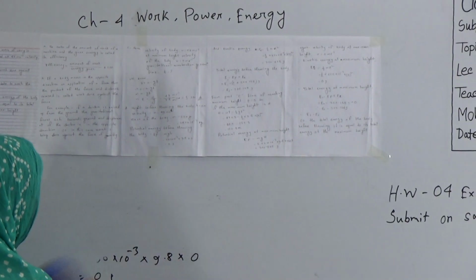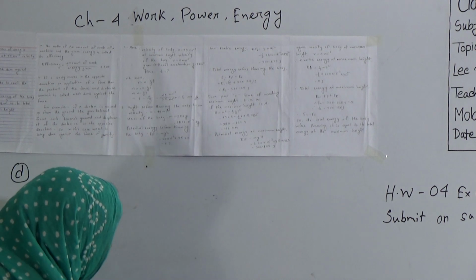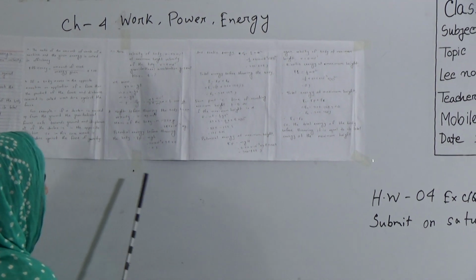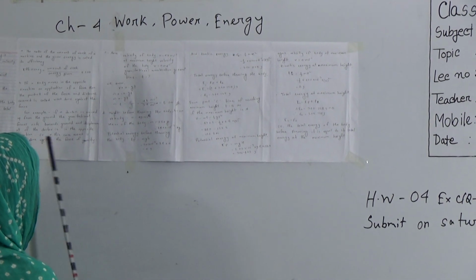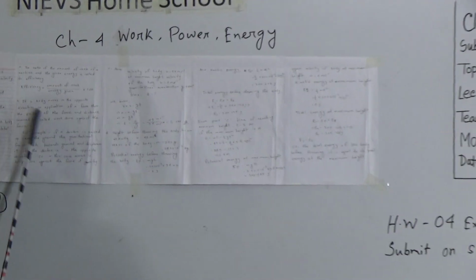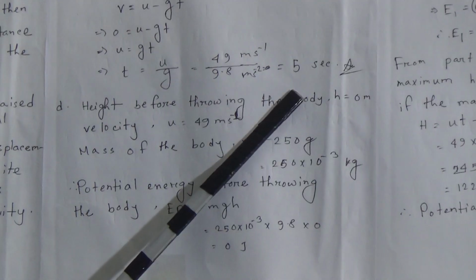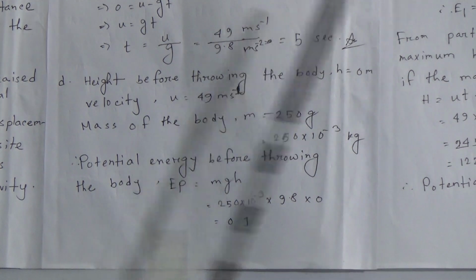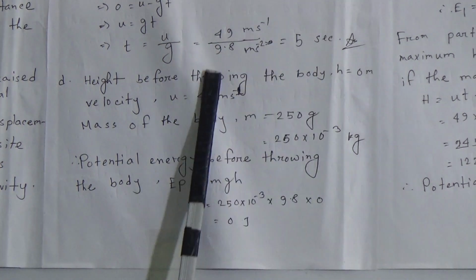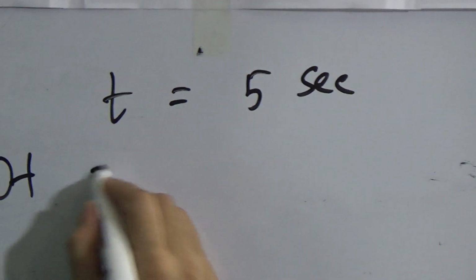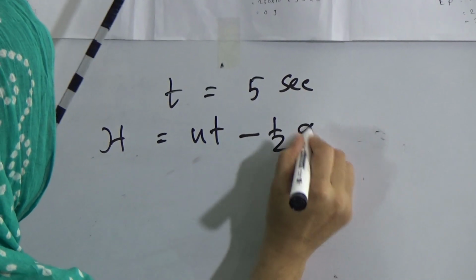My dear students, now I will erase this one. At maximum height, now we will find out the potential energy at maximum height. So from part C, the time of reaching maximum height is 5 seconds. From part C, we found that t equals 5 seconds. So if the maximum height is h, then we can write h equals ut minus half gt squared.